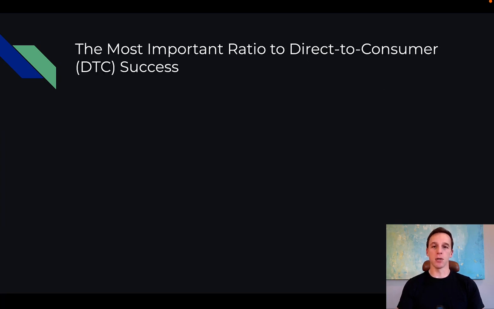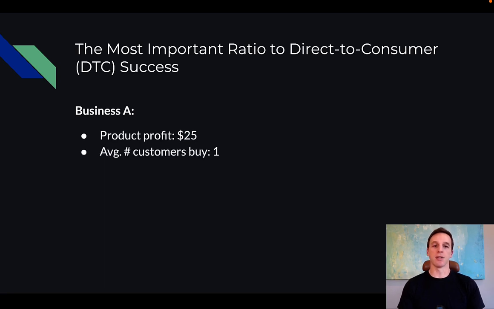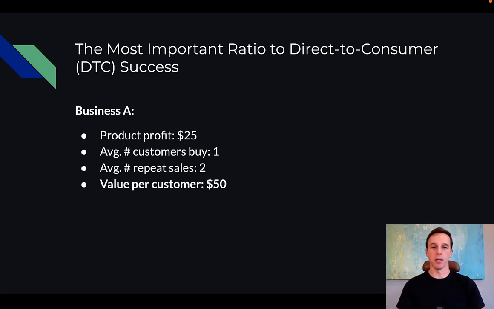So, the most important ratio in direct-to-consumer e-commerce success. Let's give an example of a couple of different businesses. Business A sells a product for $25. The average customer buys one, and maybe they come back and buy this product or something else twice in their entire lifetime, say over the next few years. Assuming it produces $25 in profit, they buy one up front, and over some period of time, on average, they end up buying another one. So total profit is double the initial product profit, about $50.